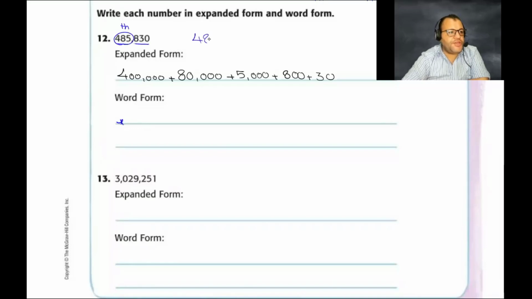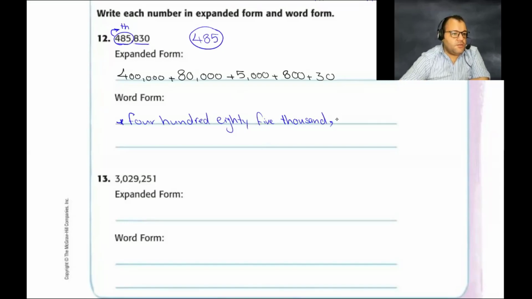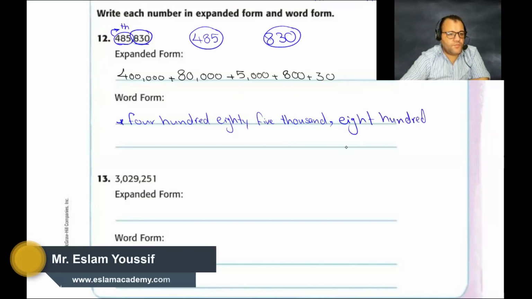Read this number. 4,058. Can you read this number? 485. 85 belongs to which family or which period? To the 1,000 period. So 485,000. Then read the second part. What's the second part? 830. 830.